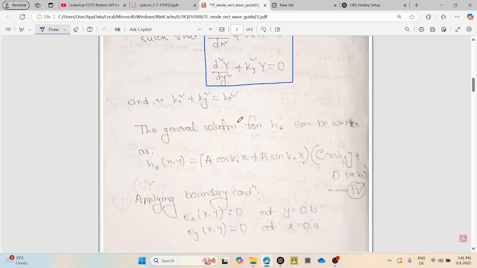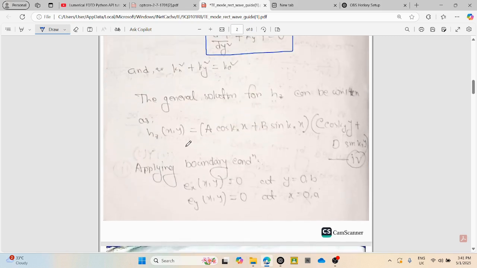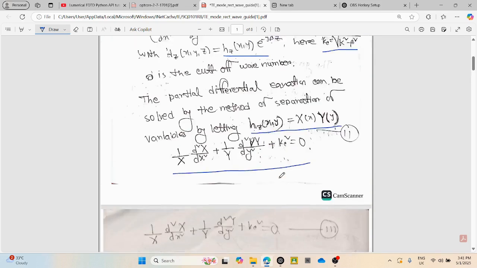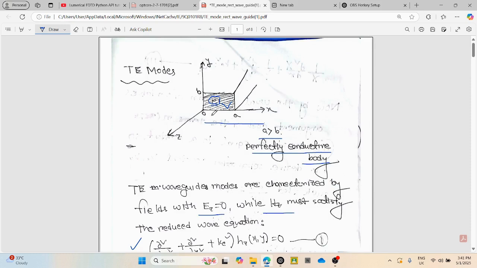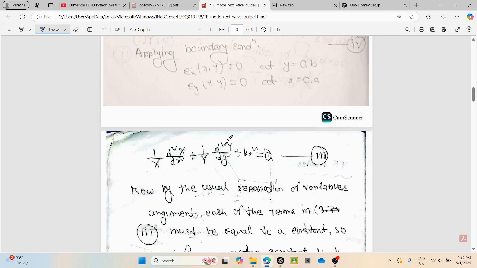Now we will find the general solution, and the general solution can be written in terms of sine and cosine functions, and we get the general solution of Hz of x, y as A cos kx plus B sin kx into C cos ky plus D sin ky. Now we will be applying the boundary conditions. As we can see, at y is equal to 0 and y is equal to b, the Ex component is 0. Again, at x is equal to 0 and x is equal to a, the Ey component will be 0. And we will be using these boundary conditions.